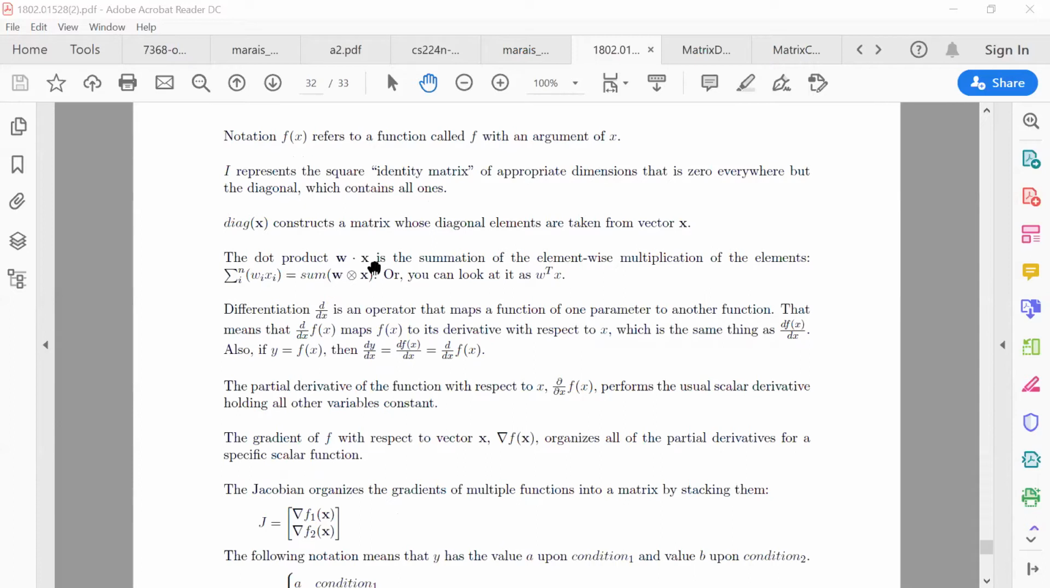Okay, and then we come to the dot product of two vectors, which is the summation of the element-wise multiplication of the elements. So you can imagine two vectors, w and x. They both have the same dimension.